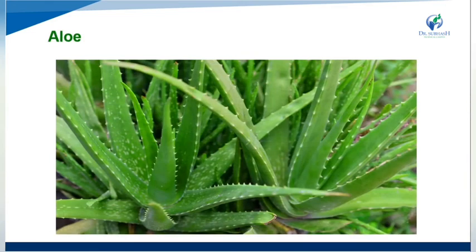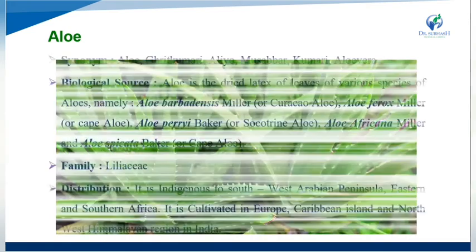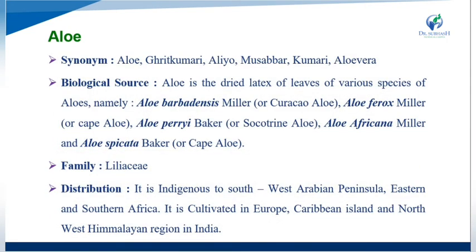Now we see aloe. We also know it as the plant aloe vera. In synonyms, it is aloe, also Ghritkumari, Elio, Musabar, Kumari and aloe vera. We also know aloe vera, or in Gujarati they call it kuvar pathu.